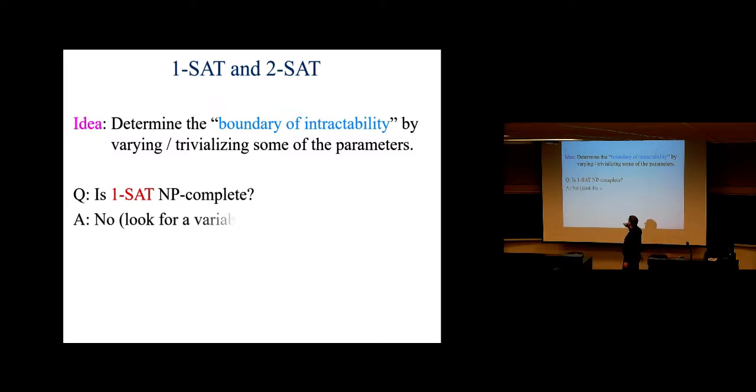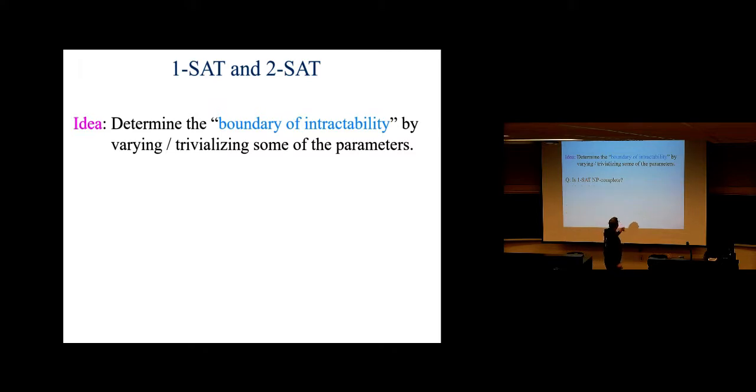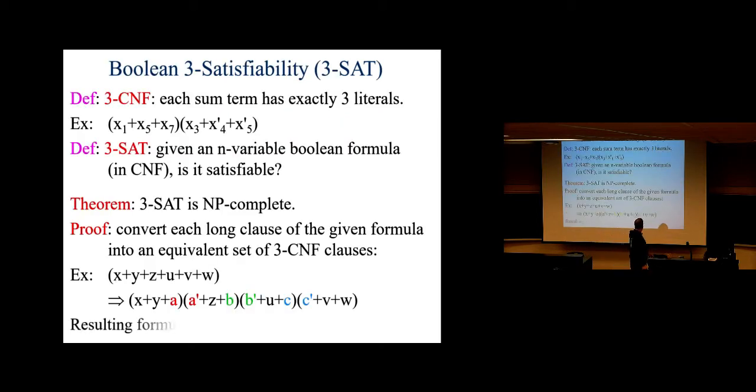For 1 SAT we said you can look for a variable and its negation. For 2 SAT, I'll give you a hint: look for cycles in the implication graph. For extra credit, try to solve that. I'll give you the rest of the details not now, but as extra credit. Okay, having said that, let's go back to 3 SAT, which is the previous slide.